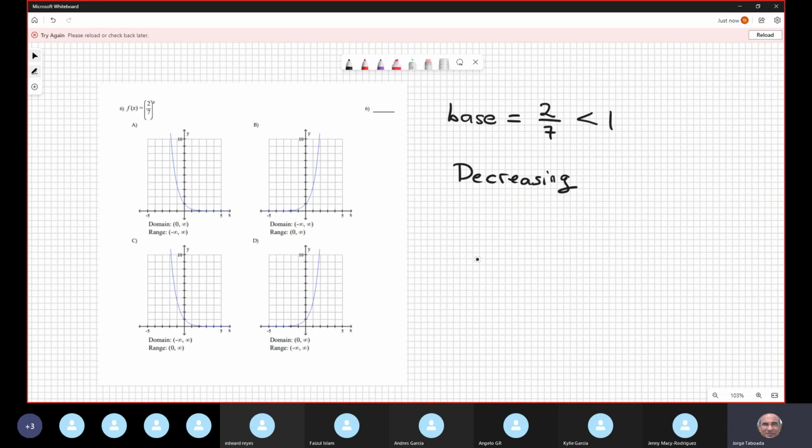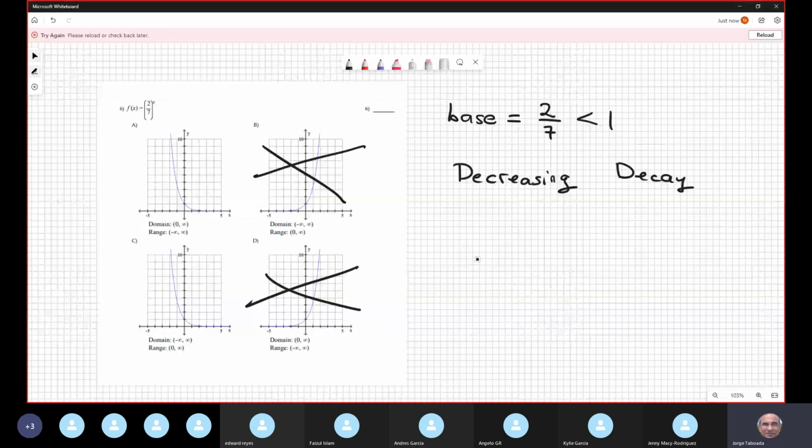Okay, another name that we use is decay. Exponential decay. It's the same idea. So decreasing is the only one; this is wrong and this is wrong, because this is increasing, right? So we need to determine if it is option A or option C. What do you think? It's C, because in C the domain is all real numbers and the range is only positive.